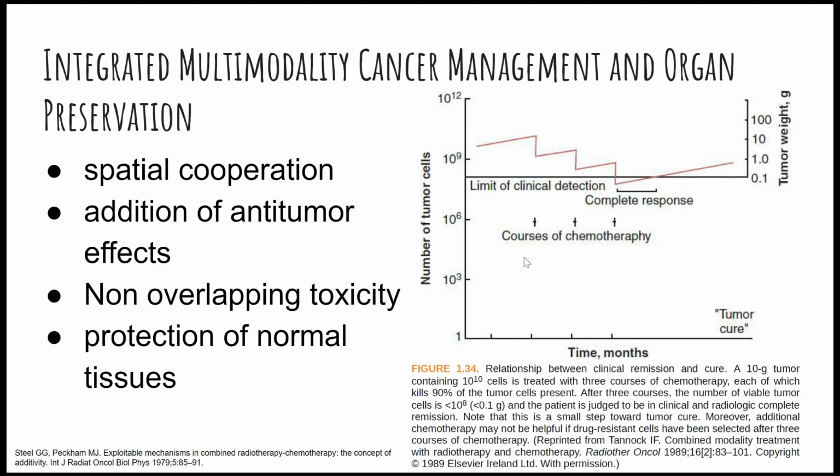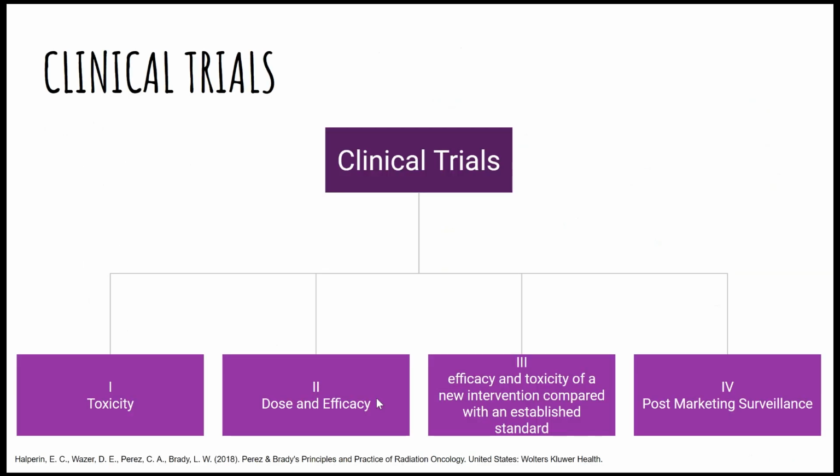What would be the possible chances that any tumor cell is surviving? We just want to bring that probability to zero. So, how do we decide what modality to give first, what to give second, whether neoadjuvant, adjuvant, or concurrent? For that, we have clinical trials.